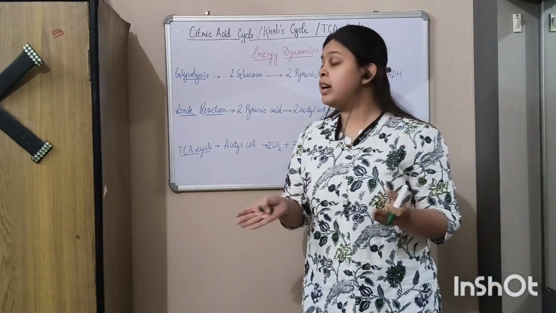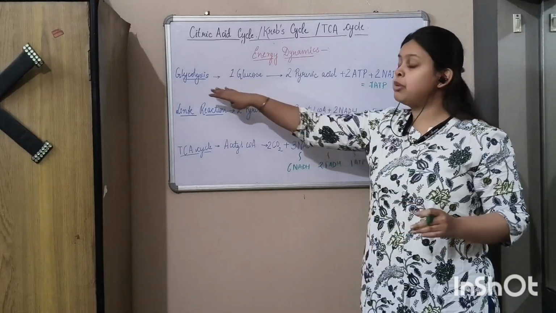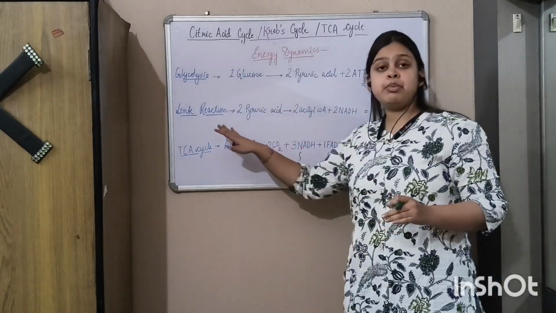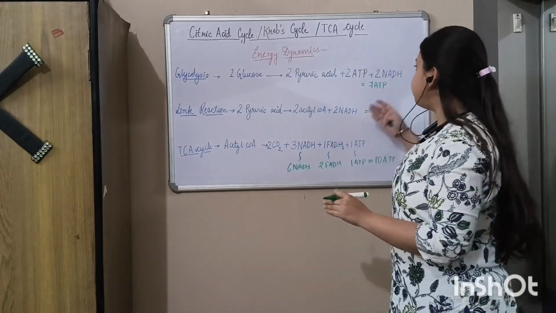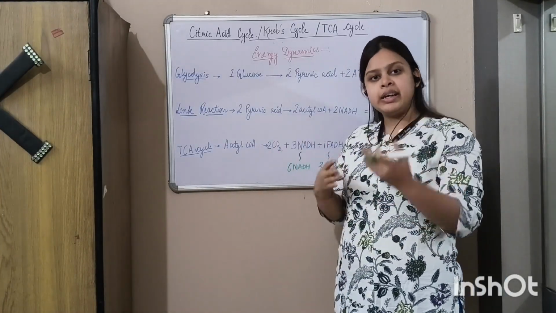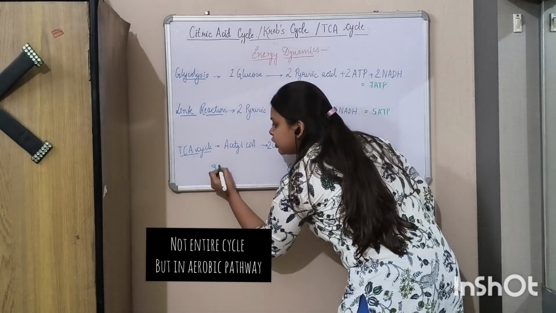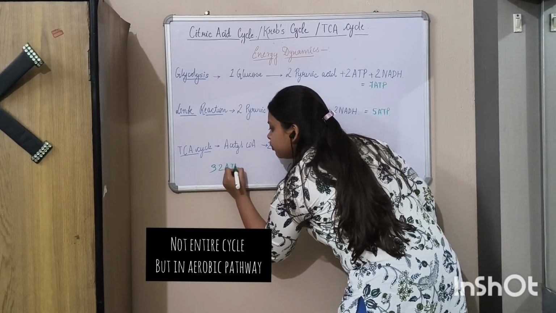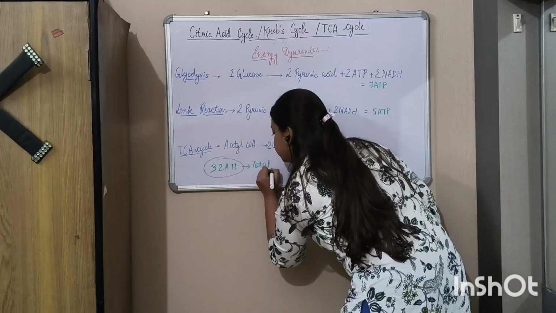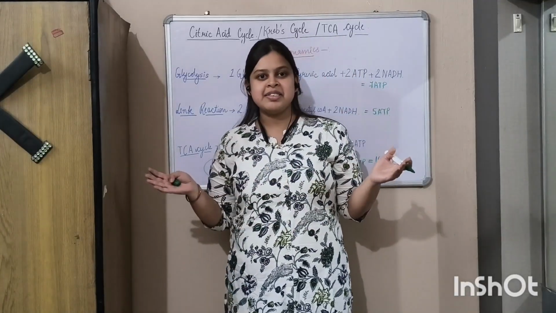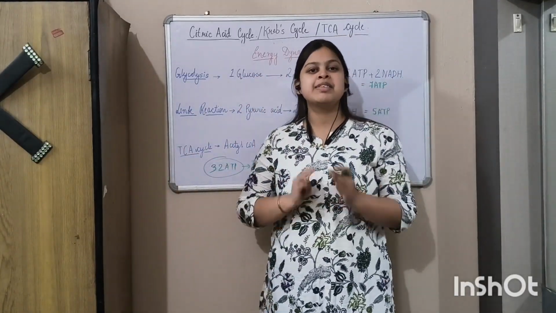So I'm repeating again, we get 7 ATP from glycolysis, 5 ATP from the link reaction, and 10 ATP from the TCA cycle. If we add all three of them, for the entire cycle, we get 32 ATP in total. This was the entire TCA cycle and the energy dynamics. Thanks for watching.